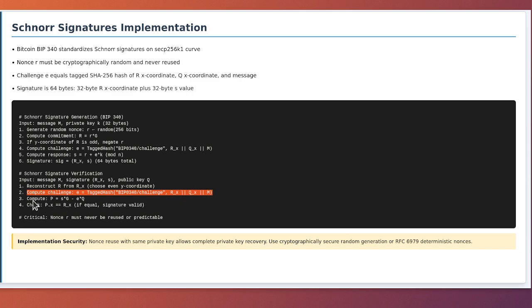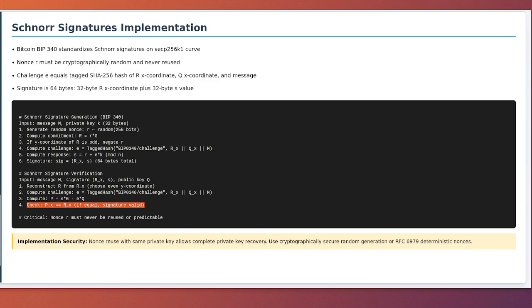For step 3, verification. Compute P equals S times G minus E times Q. Check whether P equals R. If so, accept the signature. Otherwise, reject.